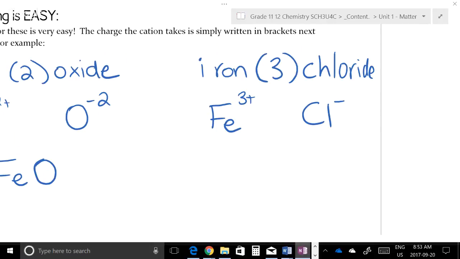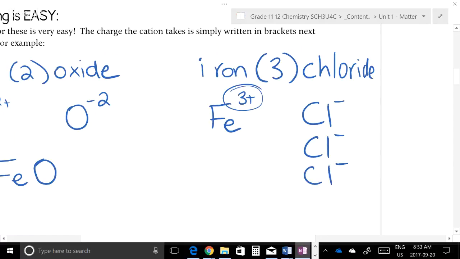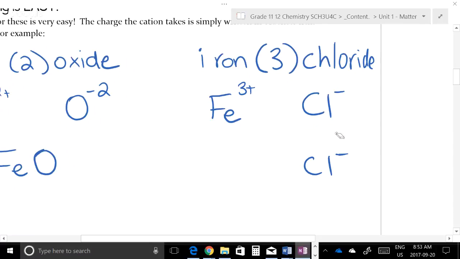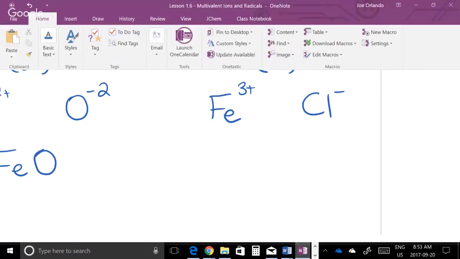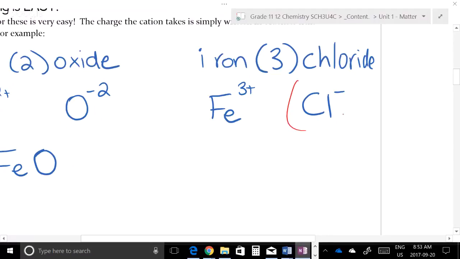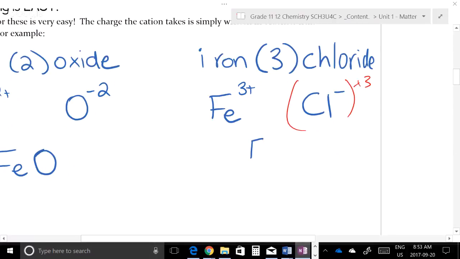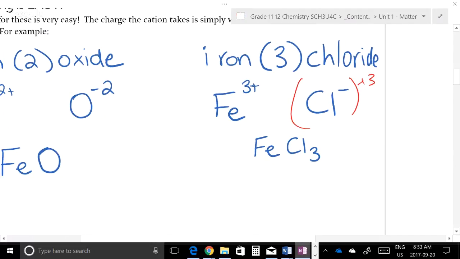You don't ever have to draw it out like this, but if I had 3 of the chlorines like this, now I have 3 positive charges and I have 3 negative. Does that make sense? And that gives us an overall charge of 0, which is always what we need for stability. So I need to have 3 of these, and the overall formula for this thing will be FeCl3. Good.